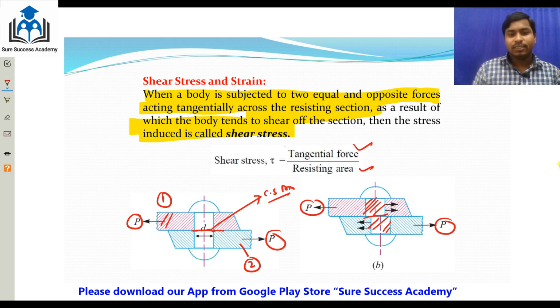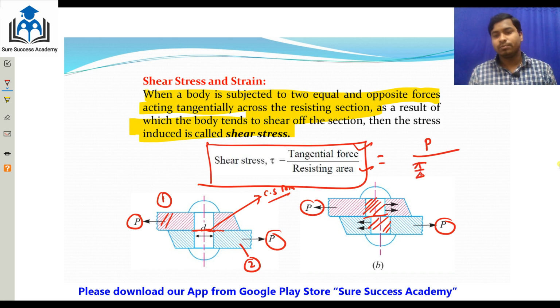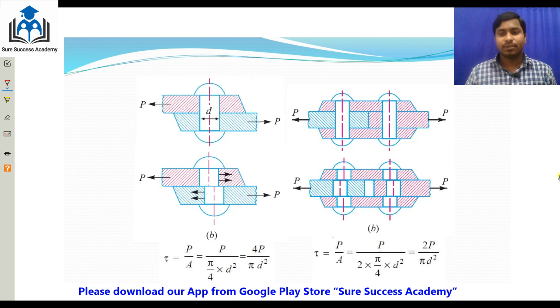The shear stress is equal to the tangential force P divided by the resisting area. Taking P as the applied load, the resisting area is π/4 d², the area parallel to the applied force. So the resisting area is one time π/4 d². The unit is Newton per mm², the same as tensile or compressive stresses. Now we'll see this in the chapter.